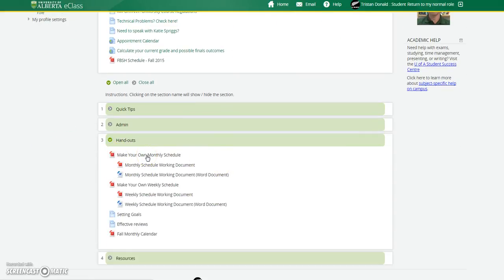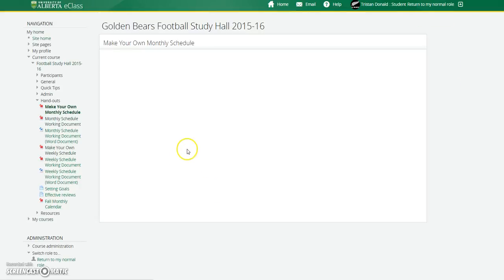Down here you'll find our PDF version. We'll let it open up. These are the instructions on how to create.